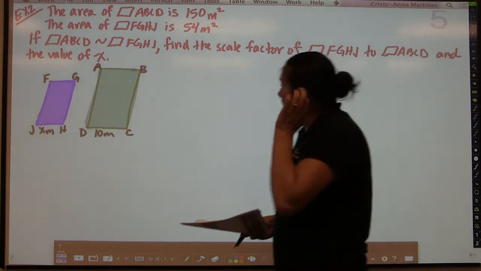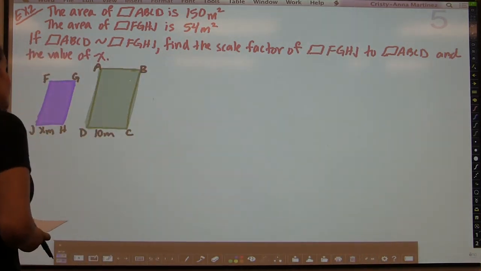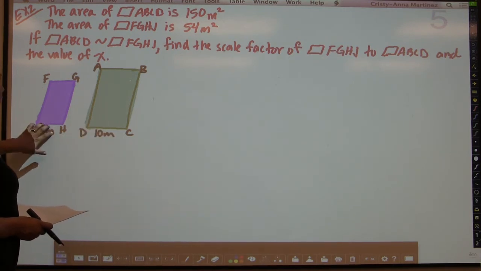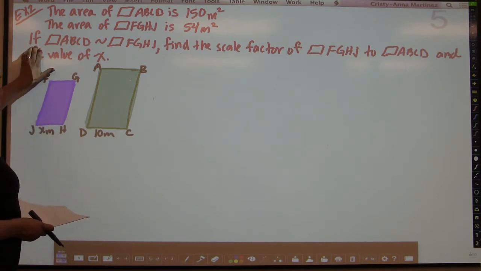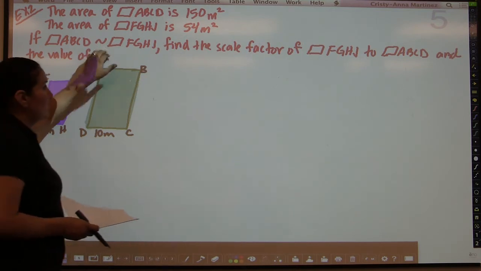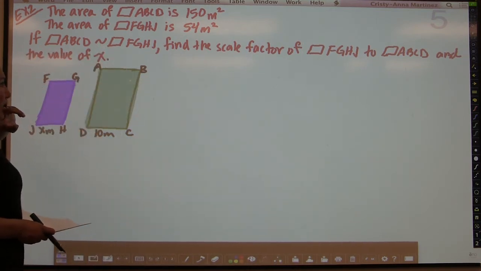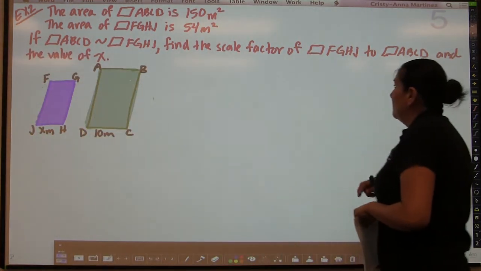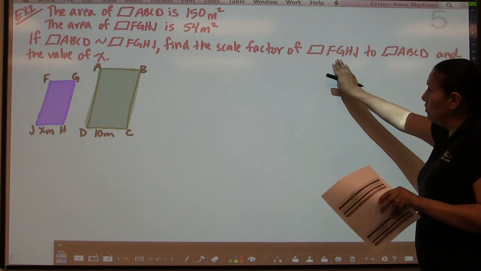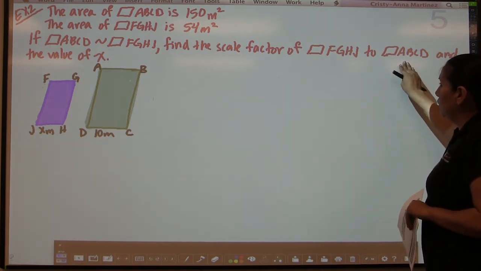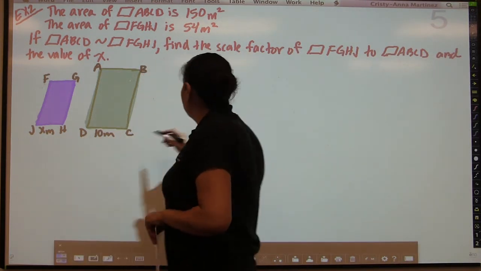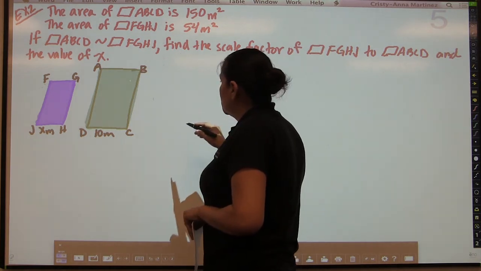In example 2, it says the area of quadrilateral ABCD is 150 square meters. The area of quadrilateral FGHJ is 54 square meters. And it says here that the two quadrilaterals are similar. They want us to find the scale factor of the quadrilaterals. They're telling us in which order, because it technically doesn't matter which one goes on top and which one goes on the bottom, but they want FGHJ, the blue, on top and the green on the bottom. So we want to find the scale factor. So we have here x is to 10.